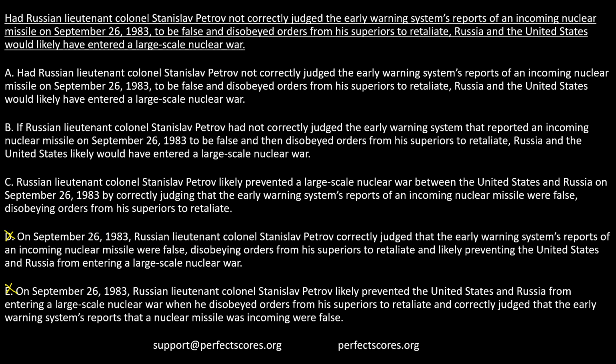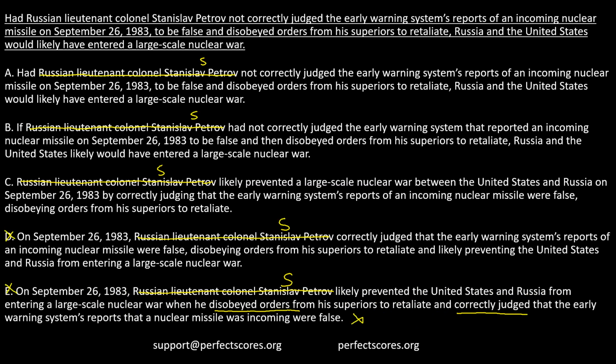On September 26th. So instead of reading this again and again, let's just call him S and reduce the words. And they normally do this in GMAT just to confuse you. If you look at it, the actual sentence is pretty simpler as compared to this. On September 26, S likely prevented the US and Russia from, okay, "prevented from" is fine, prevented these two countries from entering a war when he disobeyed orders from his superiors to retaliate. And "correctly judged." So clearly, correctly judged happened before he disobeyed orders, and according to this sentence, they're happening at the same time.